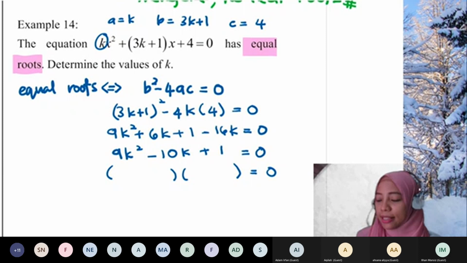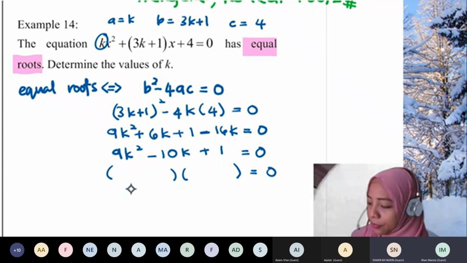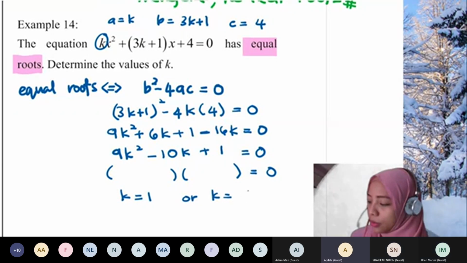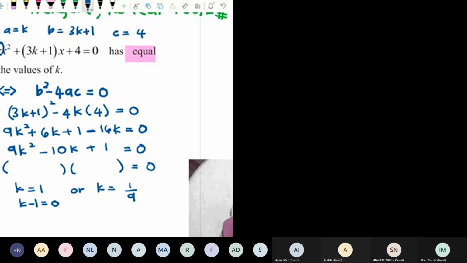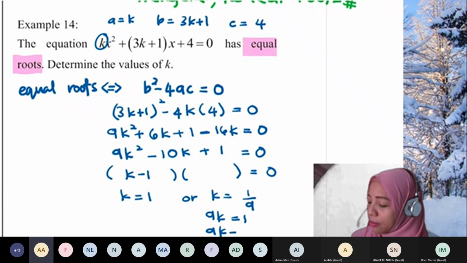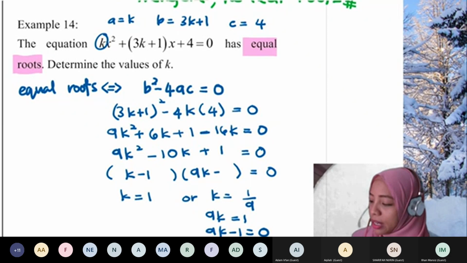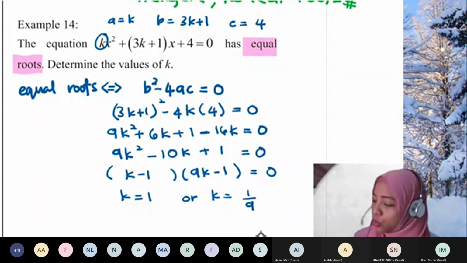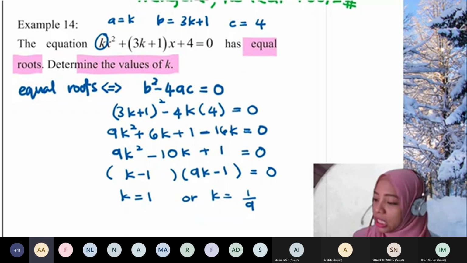Okay, now find the factor. 9K square minus 10K plus 1. One K equals to 1. The other K equals to 1/9. So what do we convert it to? K equals to 1, it is K minus 1 equals to 0. Here, 9K equals to 1, 9K minus 1 equals to 0. So we put 9K minus 1. No need to show this, just do it mentally. Can you? Because the question wants to determine the value of K. So this is K. Don't go and answer X.